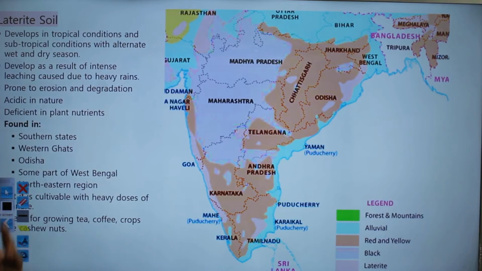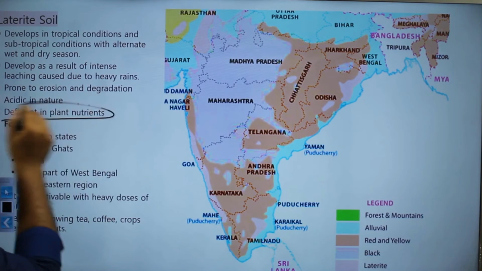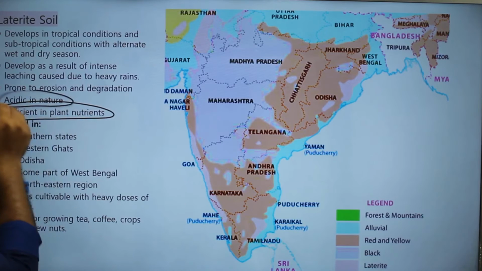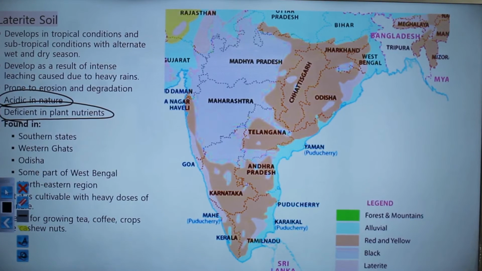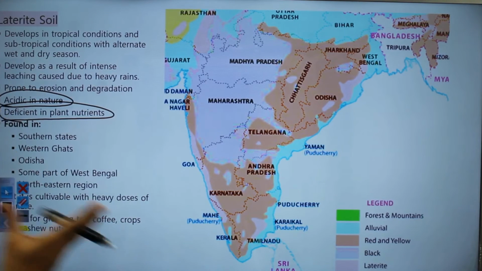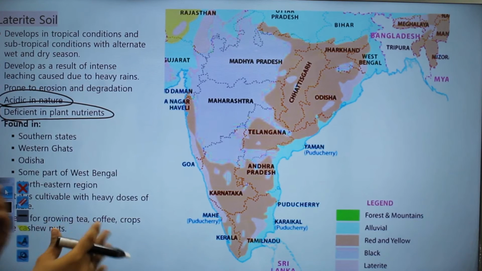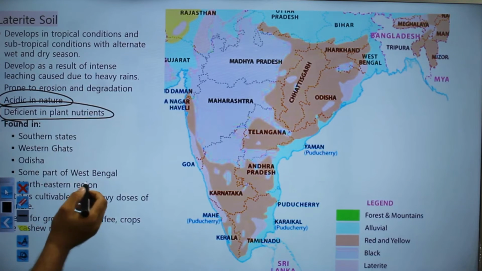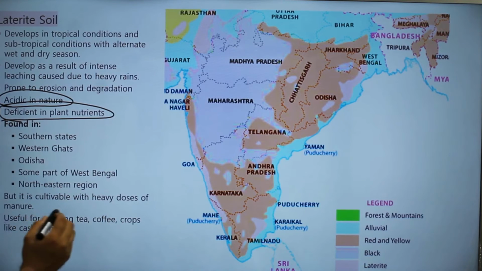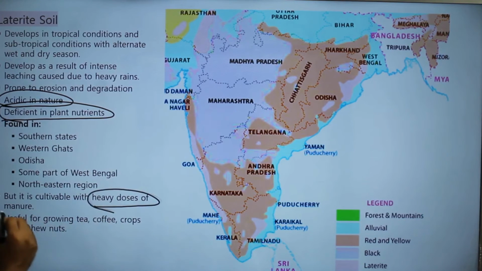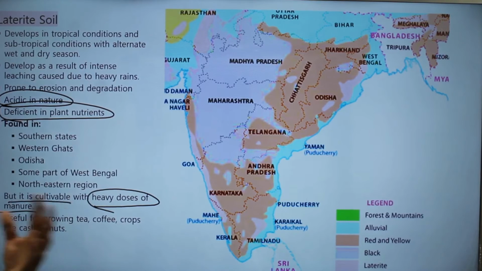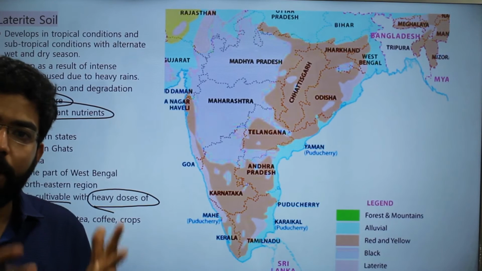So because of that, the soil lacks nutrients because it doesn't get time enough to settle because of the intense heating. So this soil is deficient in nutrients. Also, this makes it acidic in nature. So because it is acidic in nature, it is not very fertile. But if you provide it nutrients, you will see that with heavy doses of manure, it is cultivable. So this soil, your laterite soil, is cultivable if you provide a lot of nutrients to it.